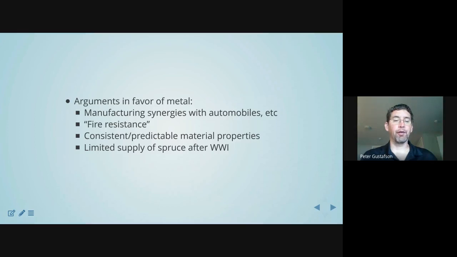I guess the last argument in favor of switching over to metal aircraft compared to wood aircraft was that after World War I, there had been a lot of spruce, which was the primary wood that was used in aircraft. A lot of spruce had been used up during World War I, so it was much harder to get a hold of spruce. Of course, metals were much more available through the mining efficiencies that were being developed at the time. So metal became comparatively inexpensive.